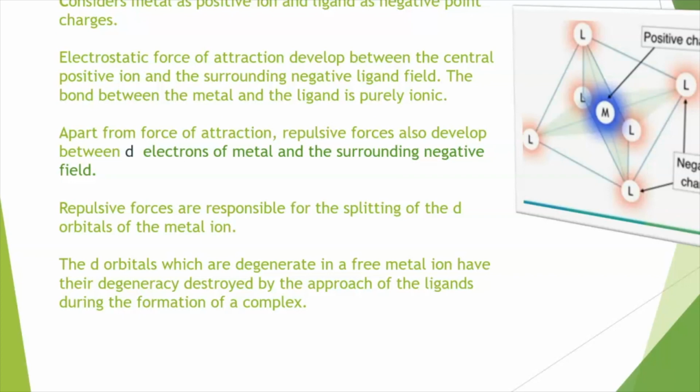Next, the crystal field theory does not consider the overlap between the metal orbitals and ligand orbitals. Last, the d orbitals which are degenerate in a free metal ion have their degeneracy destroyed by the approach of the ligands during the formation of a complex. These are the various assumptions of crystal field theory.